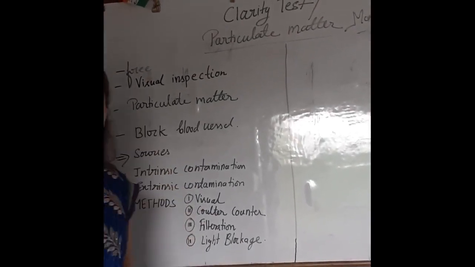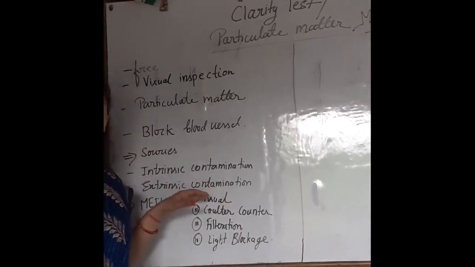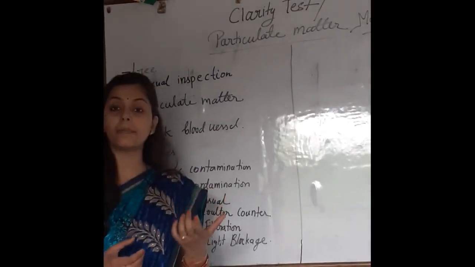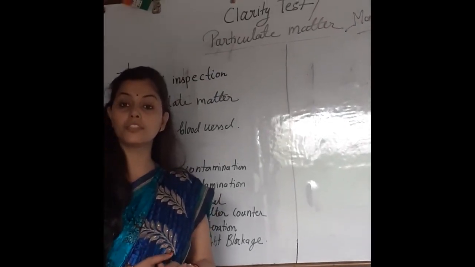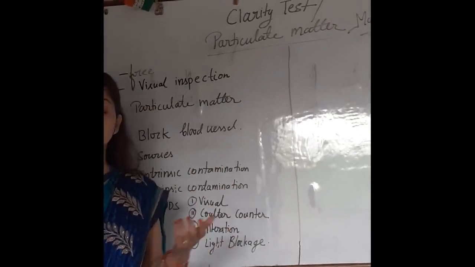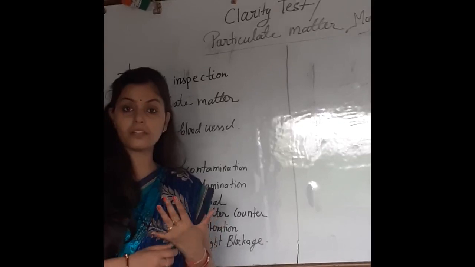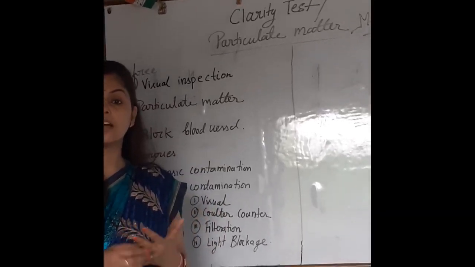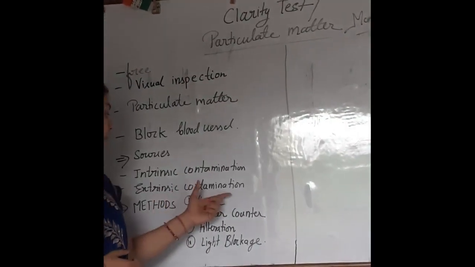What are the sources of contamination of particulate matter? There are two sources of contamination: intrinsic contamination and extrinsic contamination. Intrinsic contamination means that which is itself present in our parenteral formulation, it may be due to the leaching of the glass. Extrinsic contamination means that which is coming from outside, maybe from the hairs or skin and from the clothes of the worker. If anything from outside is coming into our formulation, then these are extrinsic contamination.